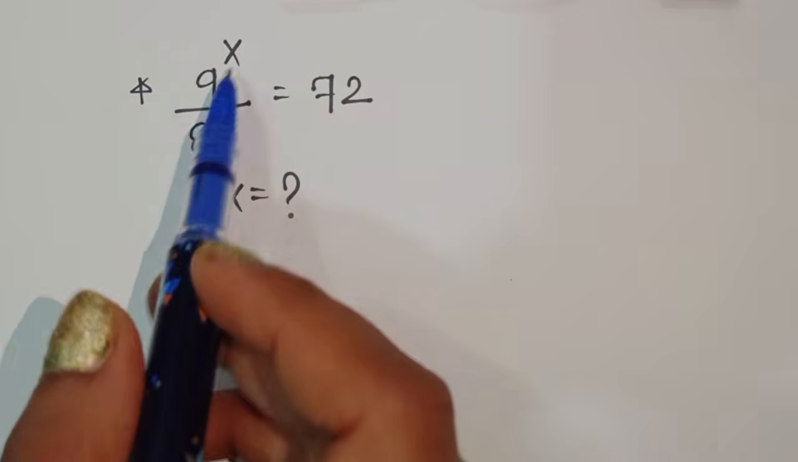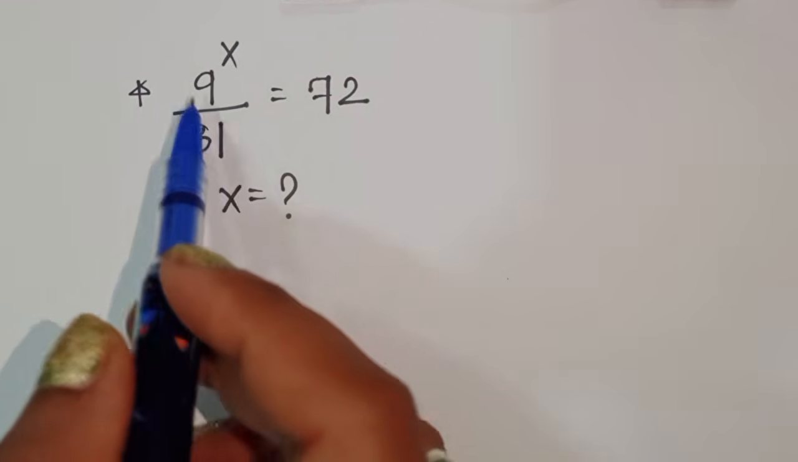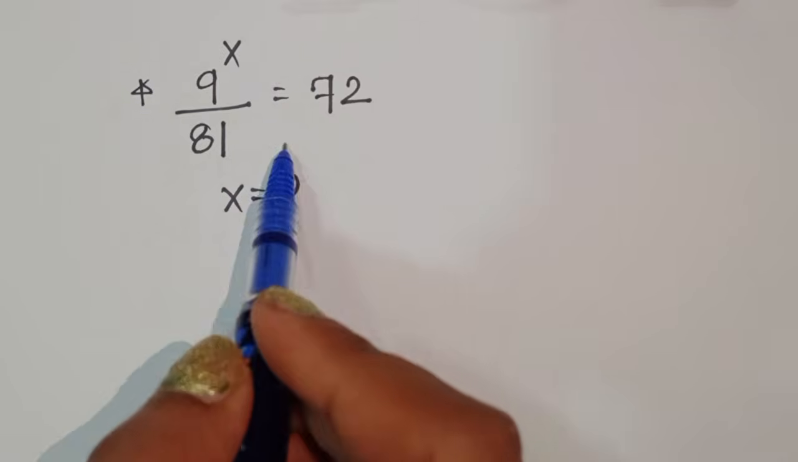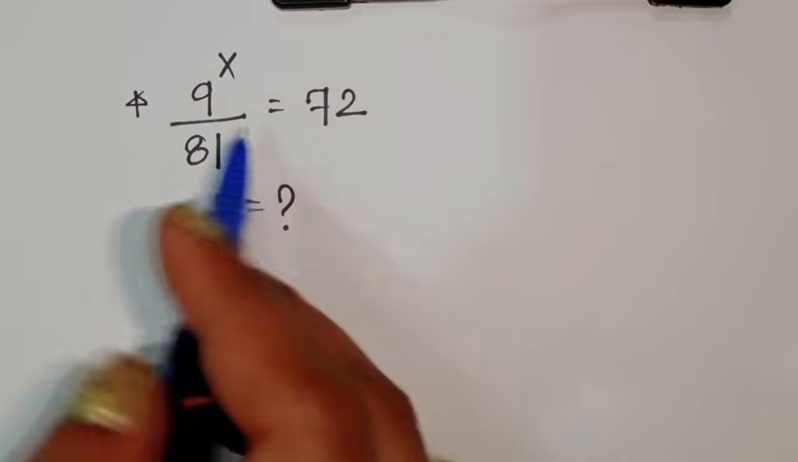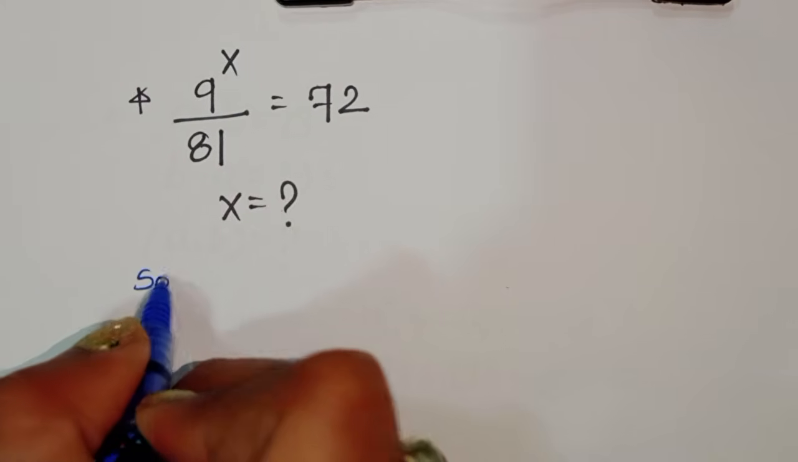Given 9 power x is equal to 81, 9 power x divided by 81 is equal to 72. So here we have to find out the value of x. How can we find out the value of x? Let's see the solution.